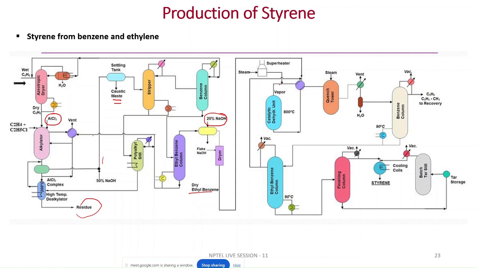In the next step, it is preheated again and sent to the catalytic dehydrogenation unit. The temperature is maintained at 800 degrees Celsius, and maintaining this temperature is very important for this process.